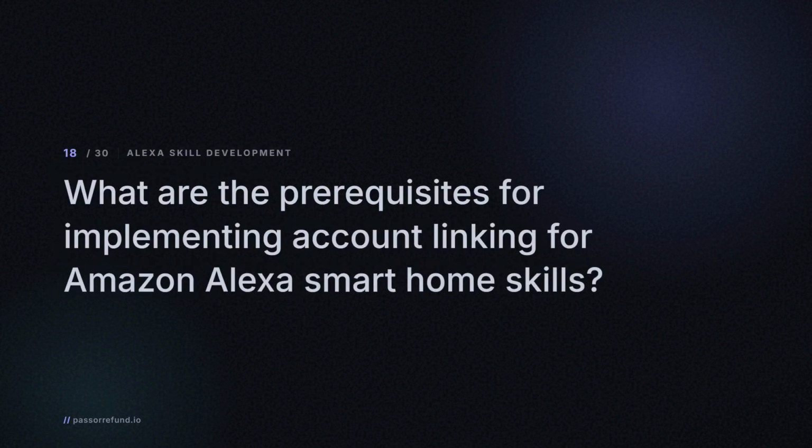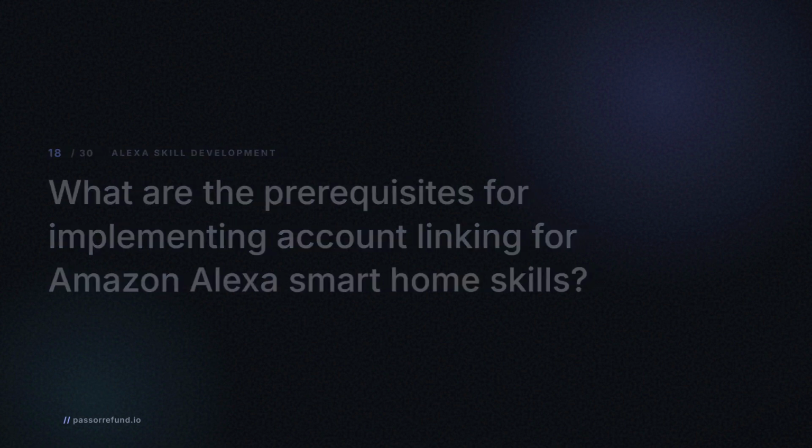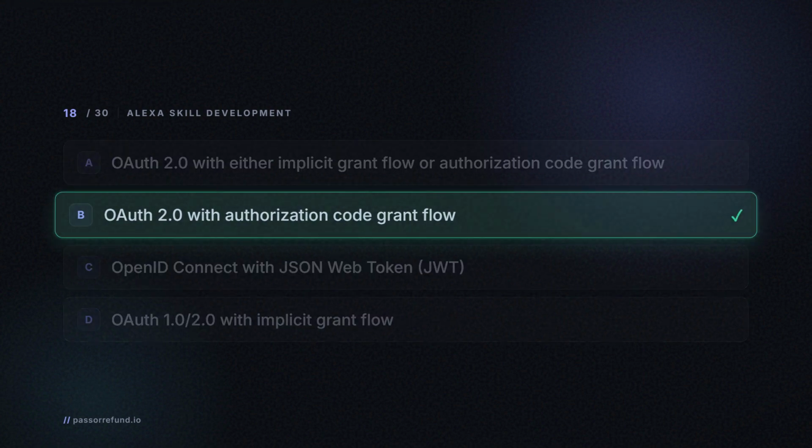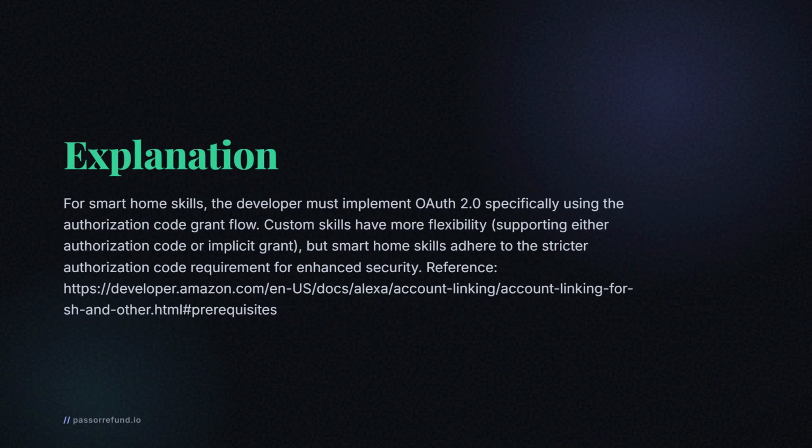So, consider this scenario. What are the prerequisites for implementing account linking for Amazon Alexa smart home skills? I'm going with B. For smart home skills, the developer needs to implement OAuth 2, specifically using the authorization code grant flow.